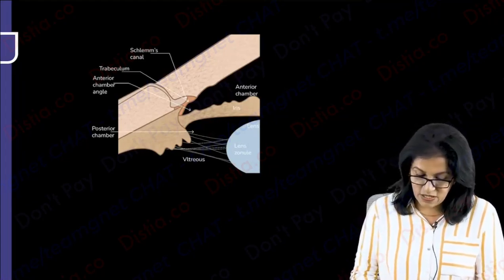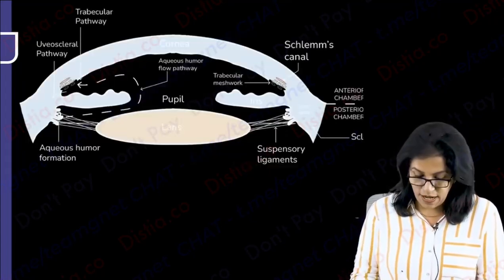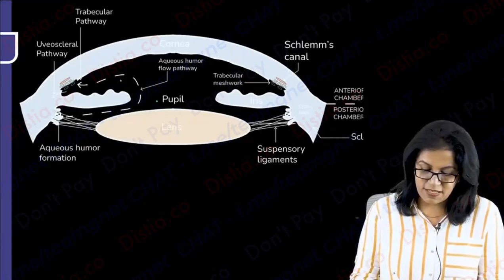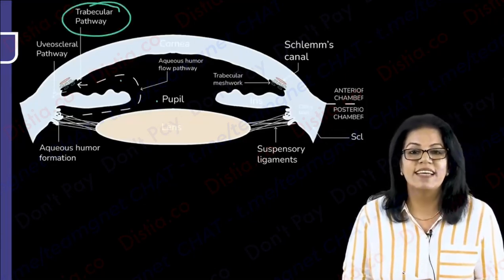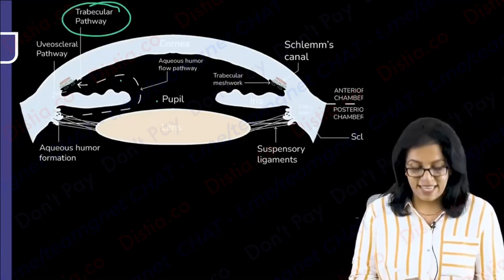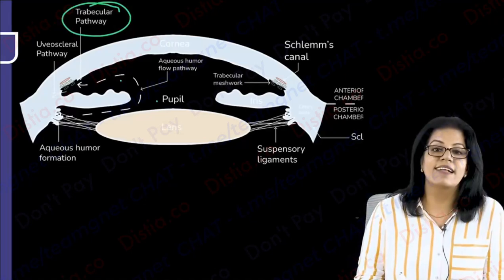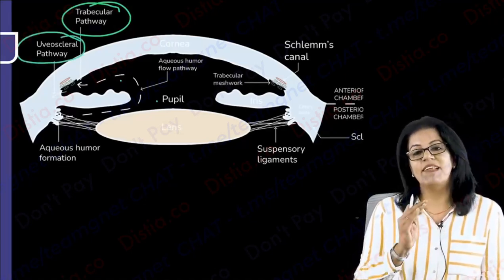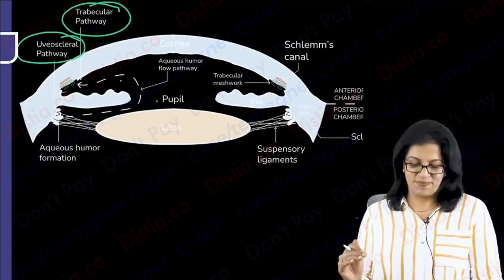Okay. So this is also telling you about the outflow, how the aqueous which is formed here from the posterior chamber is going through the pupil to the anterior chamber. When it goes through the trabecular pathway, we call it conventional pathway or trabecular pathway. Sometimes it just crosses directly the uvea and sclera, when you call it uveoscleral pathway. Again, we'll wait for the details for the glaucoma chapter.